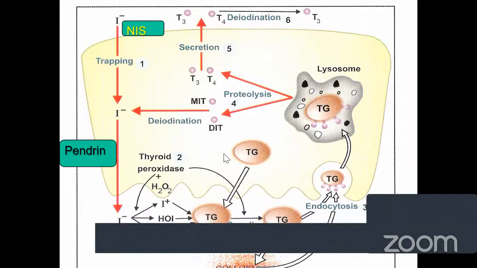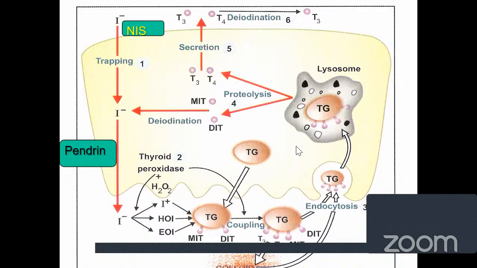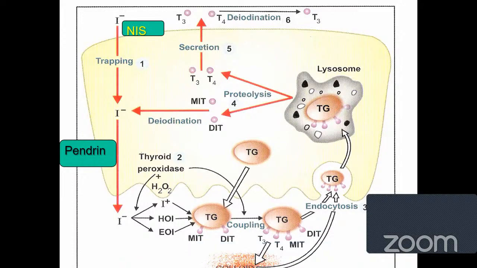Then the next step is coupling. So coupling, in that MIT and DIT combine to form T3 and T4. So T3 is formed by combination of one molecule of DIT and one molecule of MIT. T4 will be formed by two molecules of DIT. So this is a coupling process. So at the end of coupling, we are getting our active hormones, that is T3 and T4. Now that will be stored in the colloid structure. Here you can see the colloid in the center.